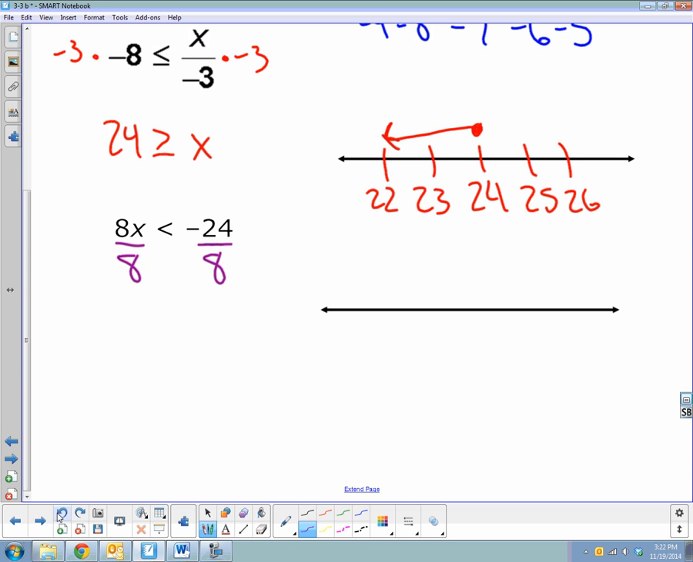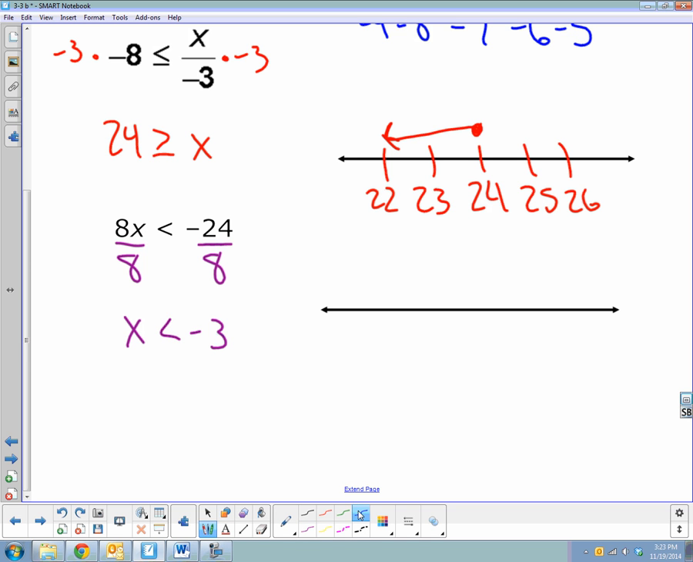If you are multiplying or dividing by a negative number, you flip the symbol around. I'm dividing by a positive number. I'm dividing by a positive 8. So we're going to leave it alone. Negative 24 divided by 8 is negative 3. It doesn't matter if I have a negative answer or not. I divided by a positive number.